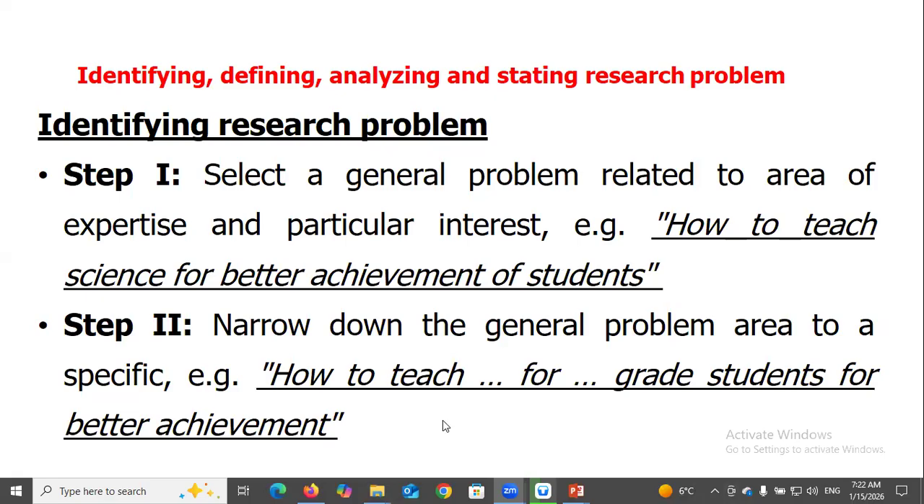Okay, sorry. Identifying the research problem. Step 1, select a general problem. And step 2, narrow down the general problem.